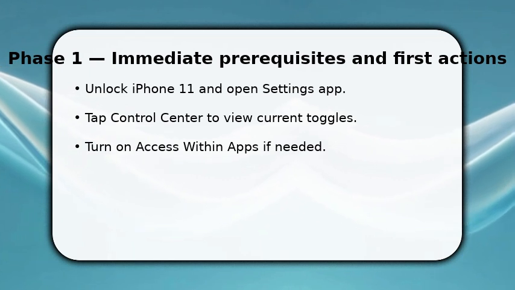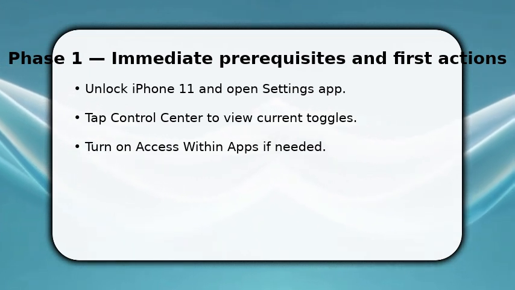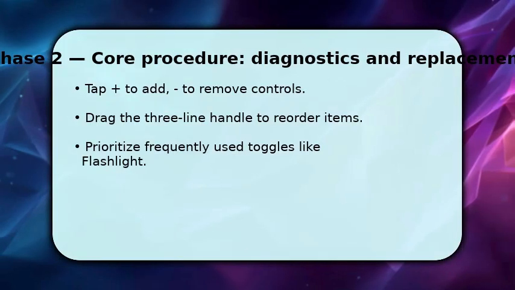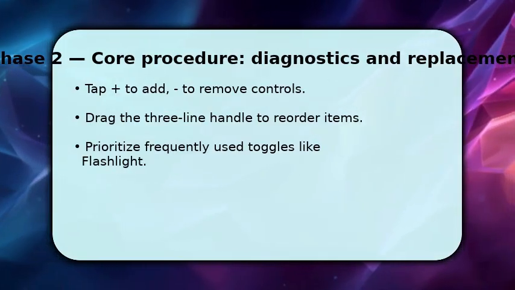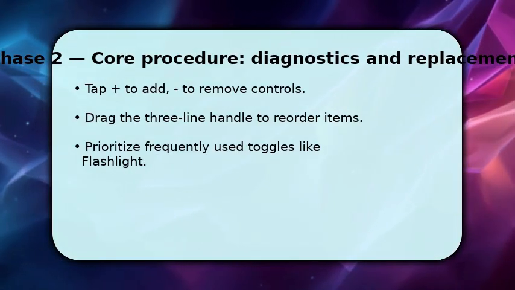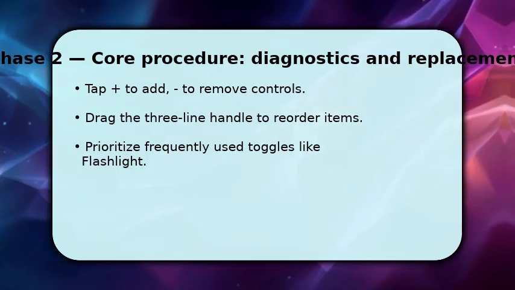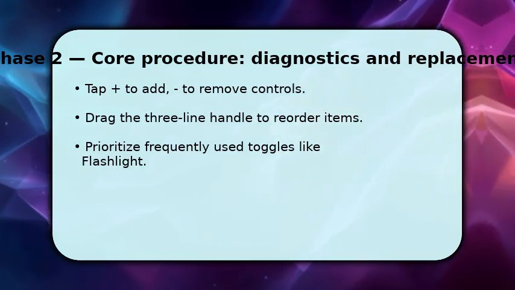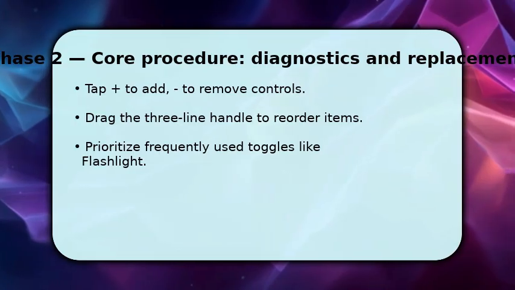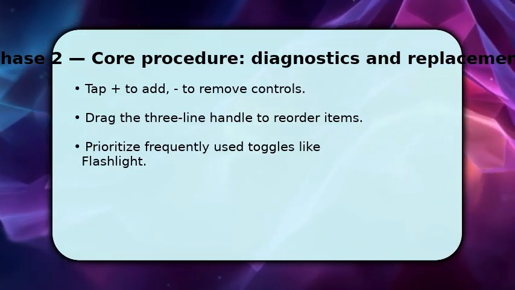Now focus on changing the list. Under Customize Controls, tap the green plus to add a control or the red minus to remove one. These actions immediately update your control center. You can rearrange order by dragging the three-line handle up or down. Place your most used items near the top for fastest access.